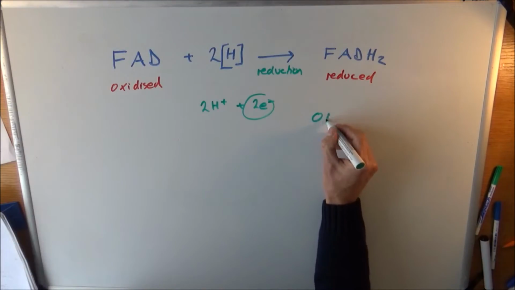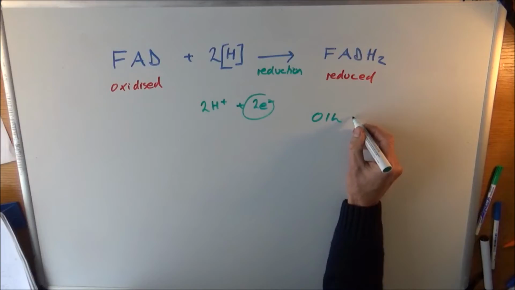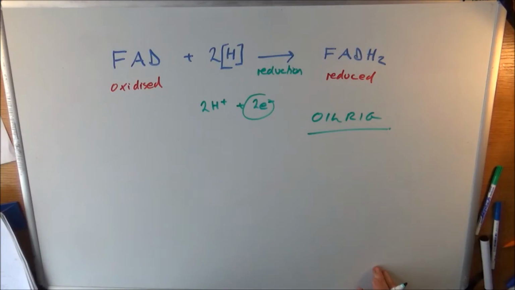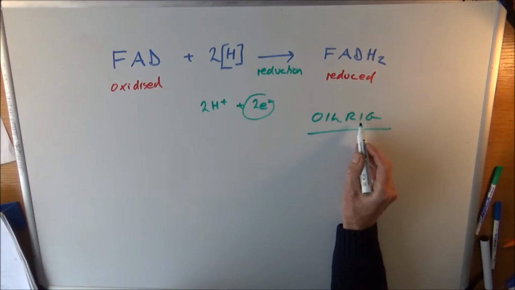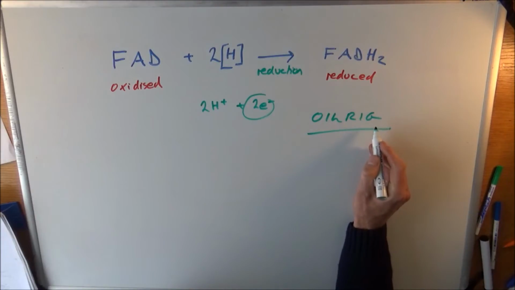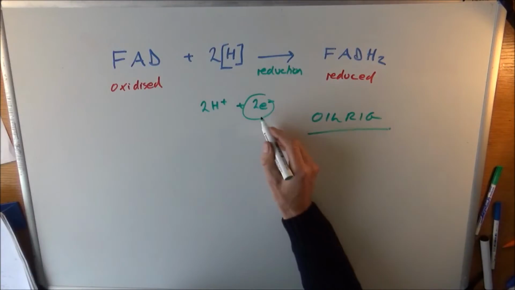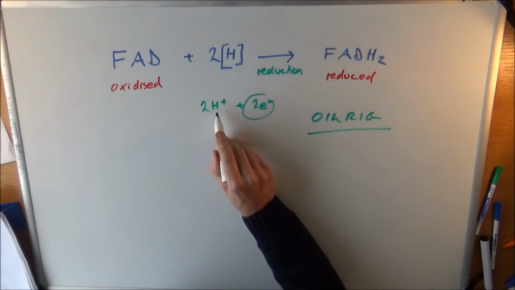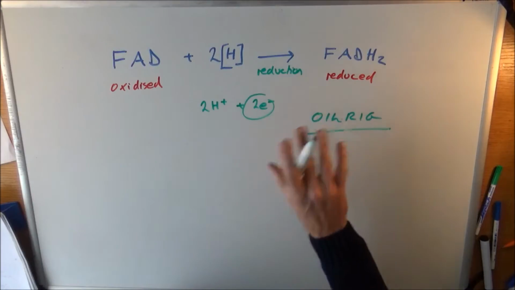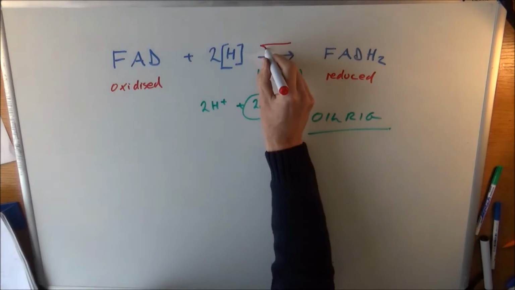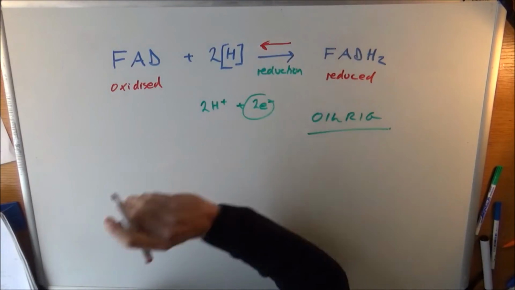So I know at GCSE, OIL RIG is what you use when you're doing your GCSE chemistry. Oxidation is loss, reduction is gain. This always refers to electrons, and so sometimes it's free electrons, but sometimes it's electrons that take along their protons, and so it's a whole hydrogen that's transferred. And of course this reaction is reversible, so you can take the electrons off, or the hydrogens, and go in reverse.